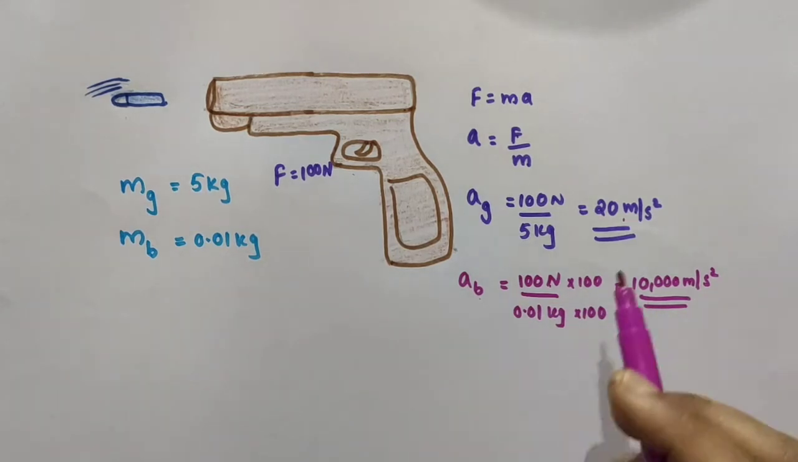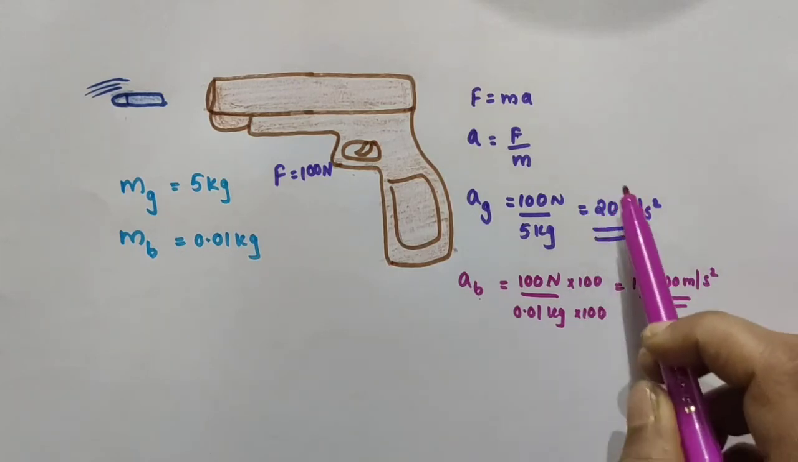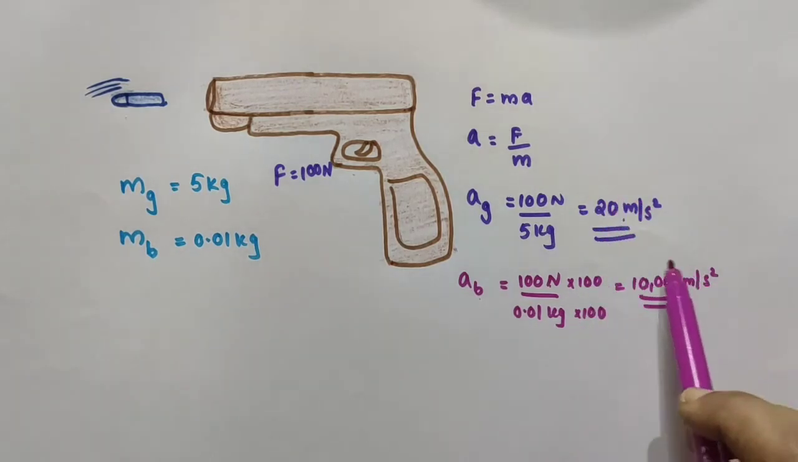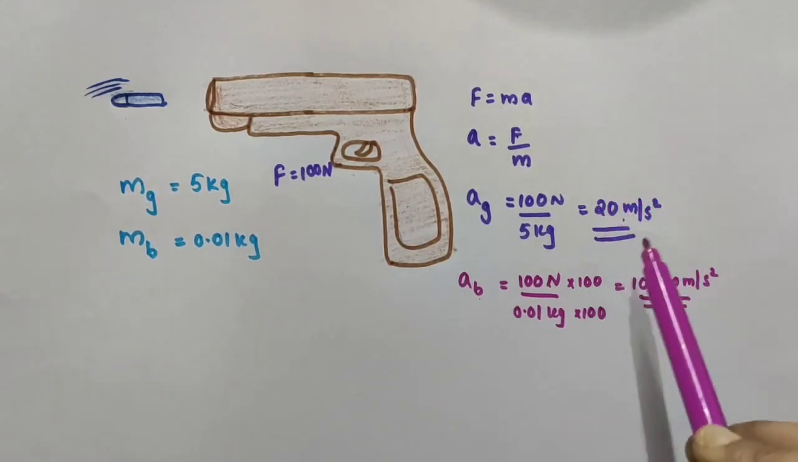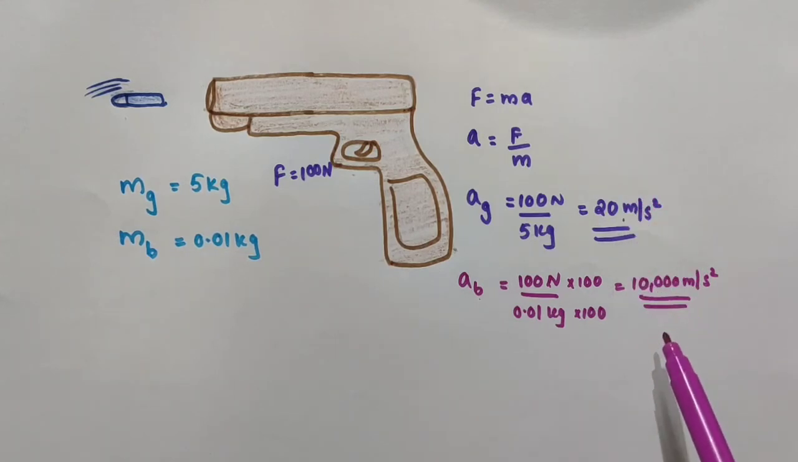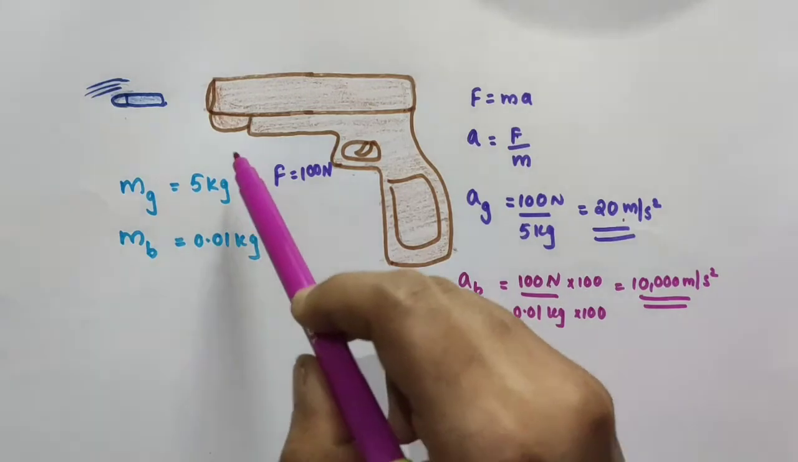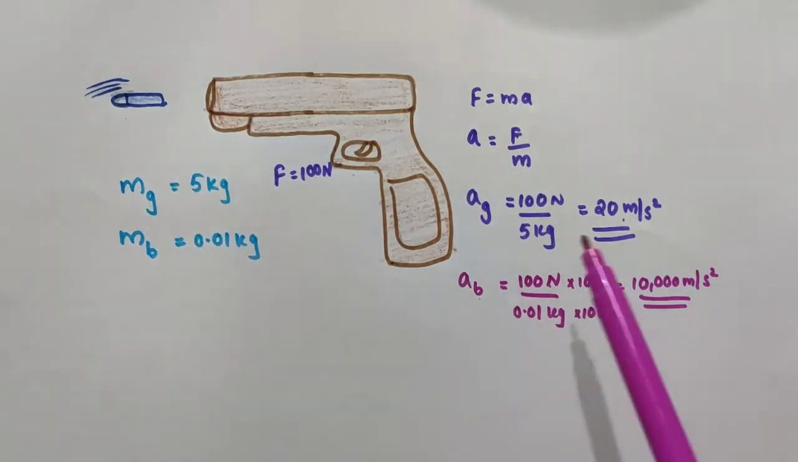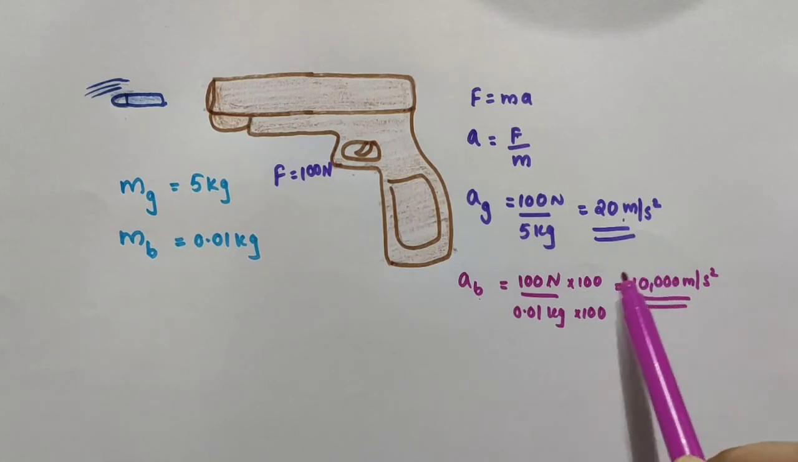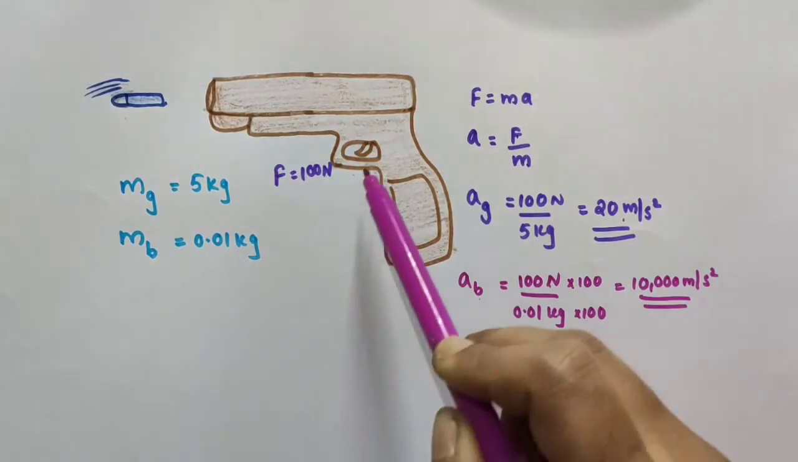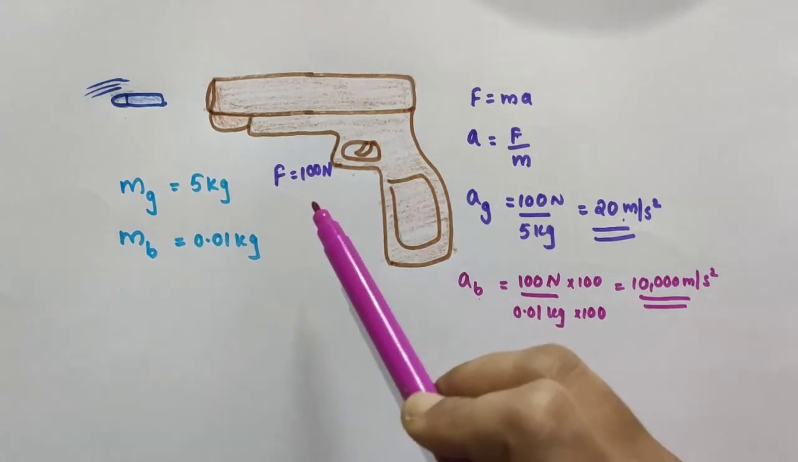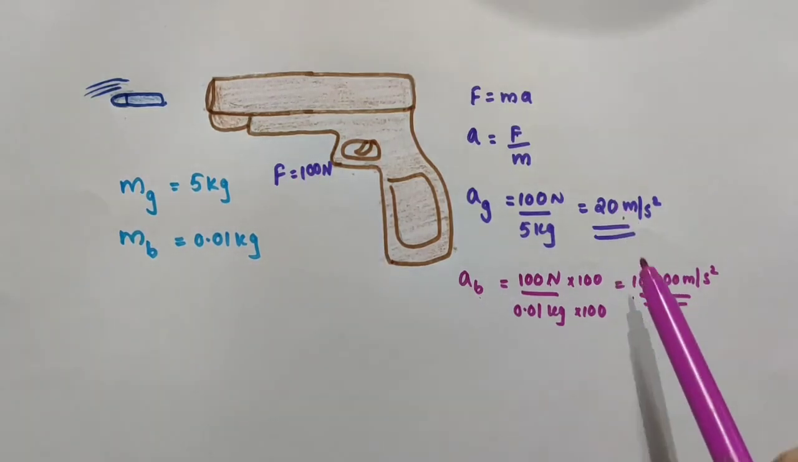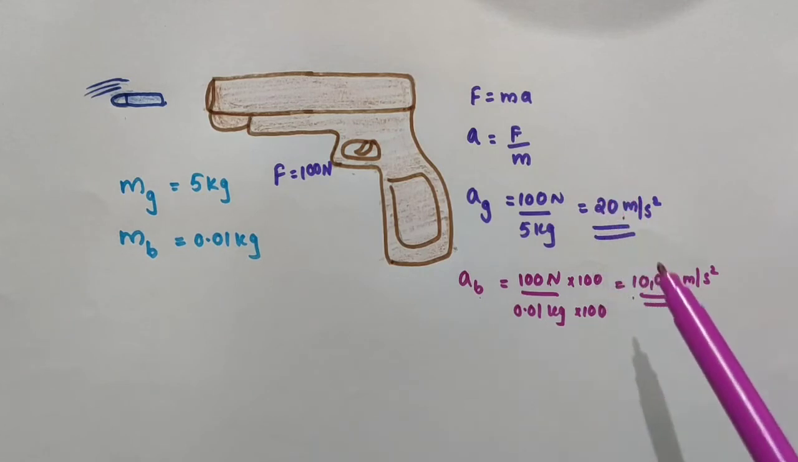Right. So, you see, the acceleration of the gun is 20 meter per second square. Acceleration of the bullet is 10,000 meter per second square. So you can see that the acceleration of the gun is much less than the acceleration of the bullet. That is, since the gun has much greater mass than the bullet, the acceleration of the gun is much less than the acceleration of the bullet. Even though the action and reaction forces are always equal in magnitude, that is 100 Newton here, these forces may not produce accelerations of equal magnitudes. You can see that the accelerations have different magnitudes here.